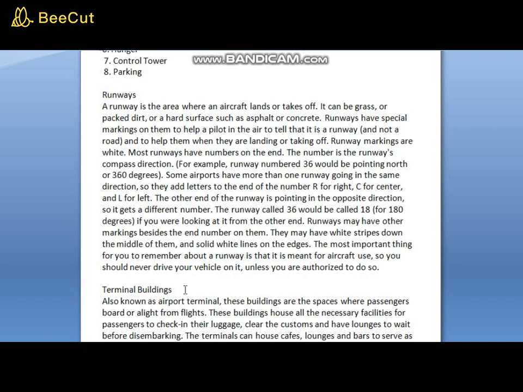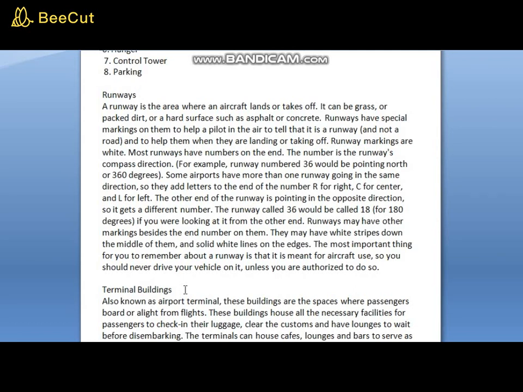Most runways have numbers on the end. The number is the runway compass direction. For example, runway number 36 will be pointing north, or 360 degrees. Some airports have more than one runway going in the same direction, so they add letters to the end of the number: R for right, C for center, and L for left.